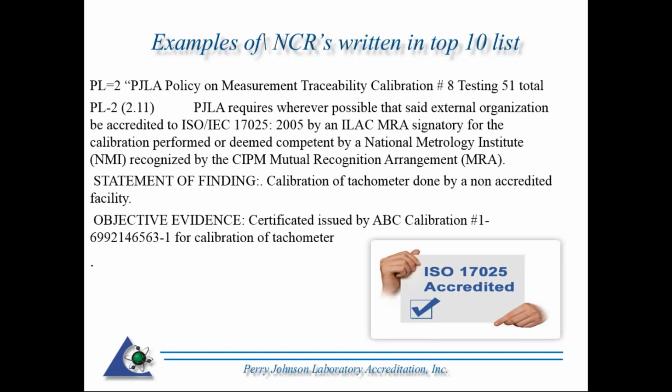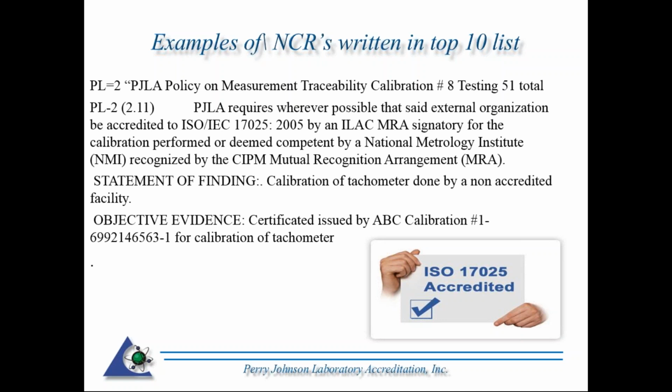Okay, moving on with another PJLA policy guide, which came in at number 8 for calibration, and there were 51 instances for testing. This is our policy on measurement traceability. So PL2 2.1 states, PJLA requires whenever possible that external organizations be accredited to 17025/2005 by an ILAC MRA signatory for the calibration performed, or deemed competent by an NMI in the U.S., that's NIST, National Institute of Standards and Technology, or recognized through the Mutual Recognition Agreements, MRA.